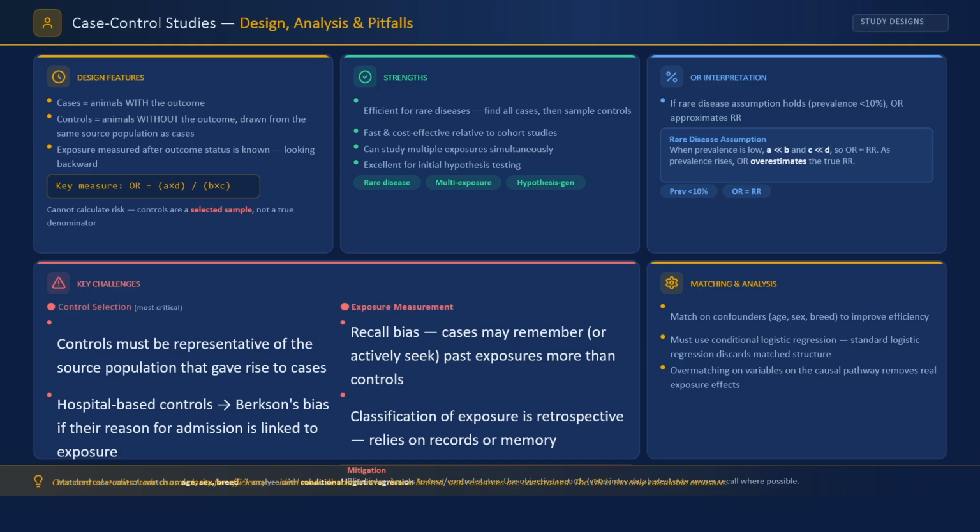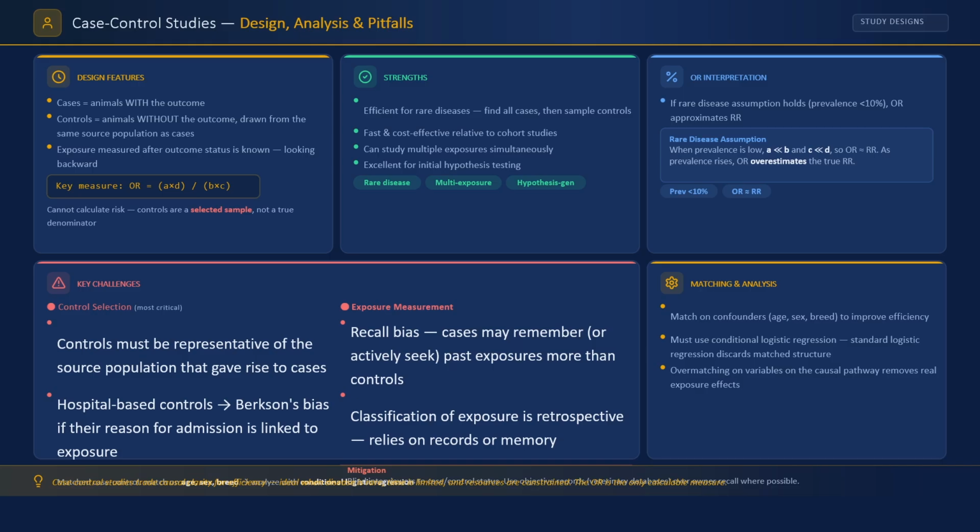Strengths: outstanding for rare diseases because you find all the cases first rather than waiting for them. Fast and cheap compared to a cohort. You can examine multiple exposures at once. Great for early hypothesis testing.